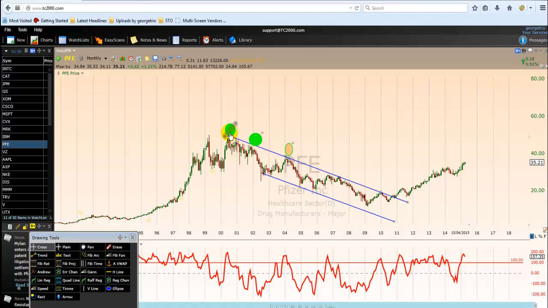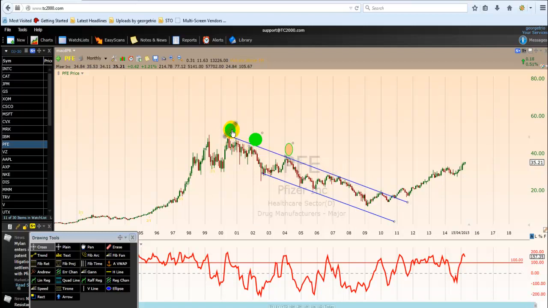Here we can see that I'm on a monthly chart. Though I'm on a monthly chart, this strategy can be applied on the hourly chart, on the 50-minute chart, on the 30-minute chart, on any time frame, but for the purpose of this demonstration, I'm using a monthly chart.